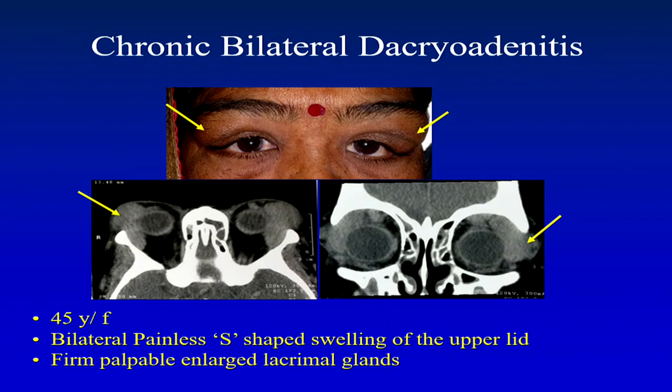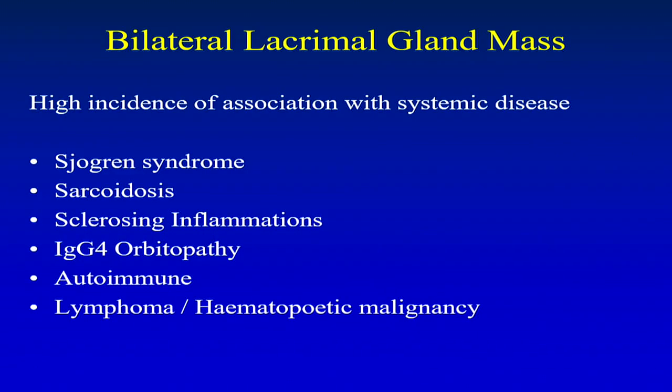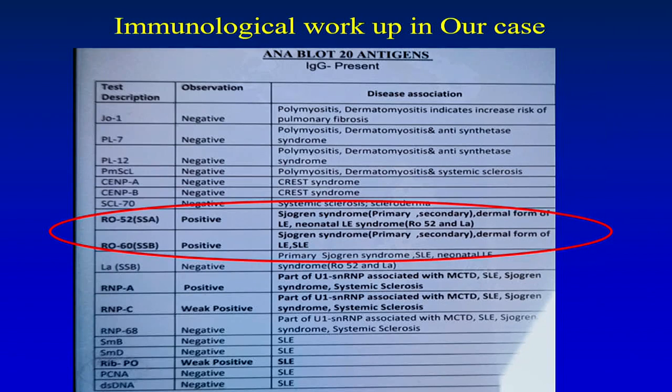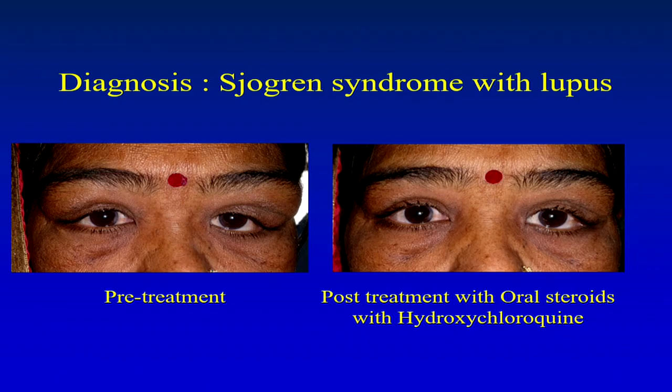So the chronic bacterial dacryoadenitis, they have some slow and indolent course, and most of them may be associated with some systemic diseases like Sjogren, sclerosing inflammations, and autoimmune diseases. So it's important to do the immunological workup, and our case was found to be positive for anti-SSA and anti-SSB antibodies and responded well to hydroxychloroquine and oral steroid.